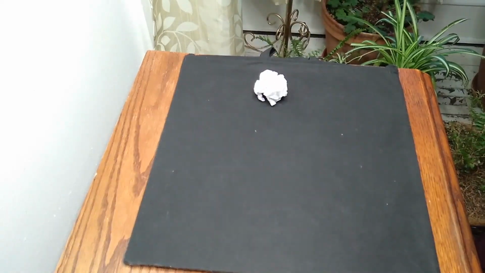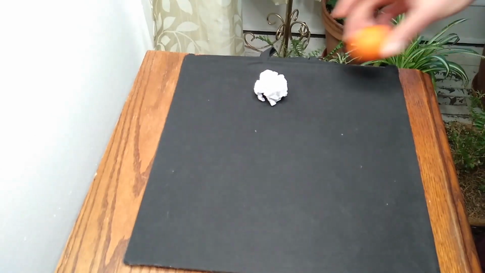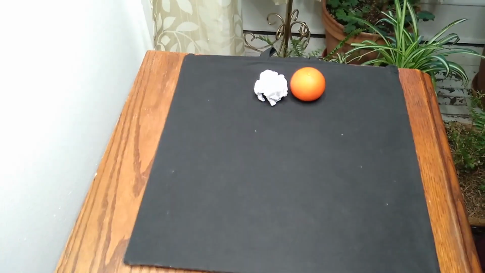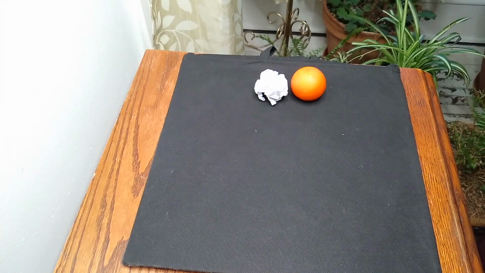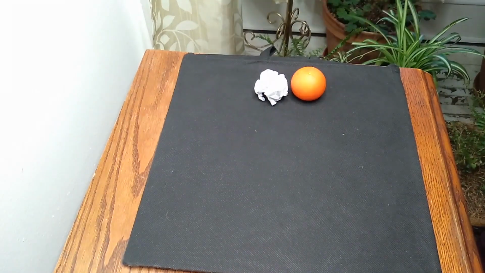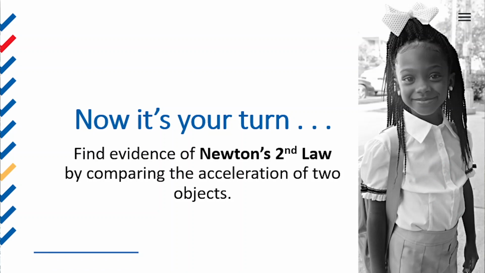That's right. The paper wad had greater acceleration because greater force was used on it. Even though the orange has greater mass, there was way less force that I used on the orange. So its acceleration was a lot lower than the paper wad. Now it's your turn. Find evidence of Newton's second law of motion by comparing the acceleration of two different objects.